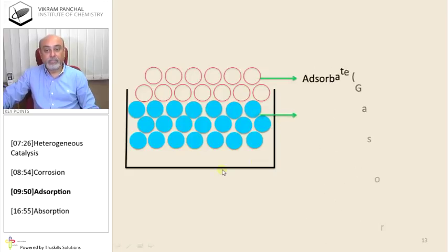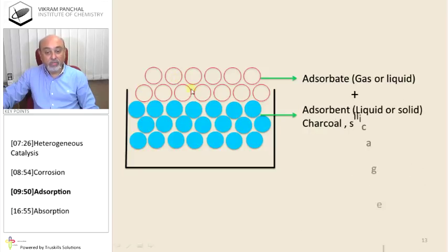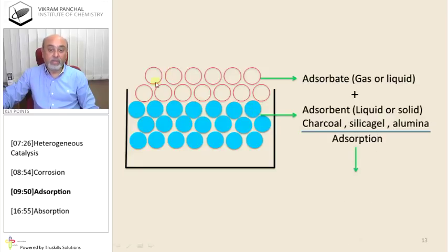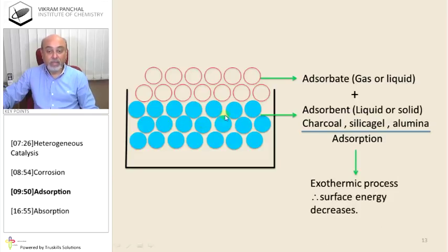Molecules of gases or liquid which are adsorbed on the surface of this solid or liquid are known as adsorbate. So these molecules are adsorbate, and the one which provides the surface for adsorption is known as adsorbent. So adsorbent can be liquid or solid. Examples: charcoal, silica gel, alumina, etc. These are adsorbents.